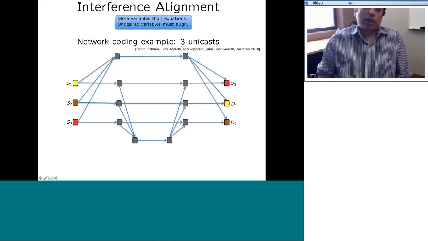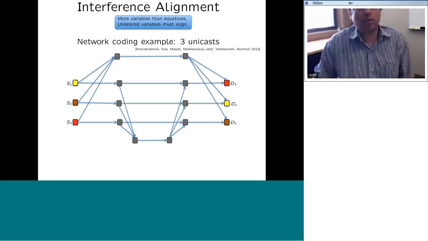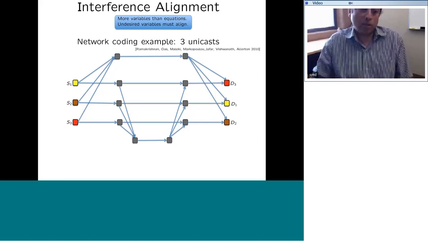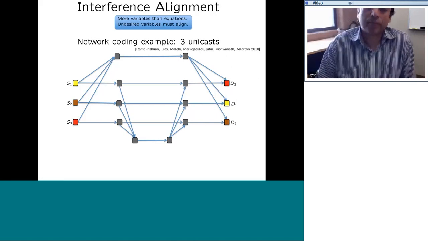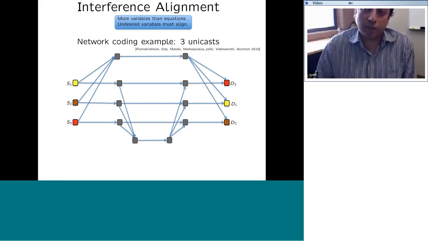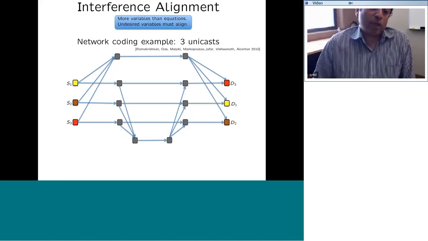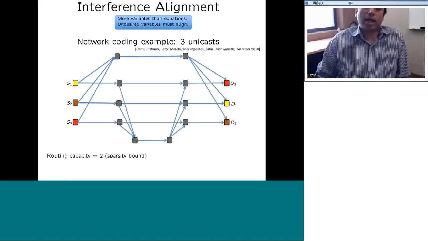So it's a multiple unicast setting, meaning that there are 3 messages: one from source 1 to destination 1, another independent message from source 2 to destination 2, and so on, from source 3 to destination 3. So let's see what we can do in this network. Well, first thing you want to see is what you can do with routing. In this case, it's easy to see that routing capacity is only 2.